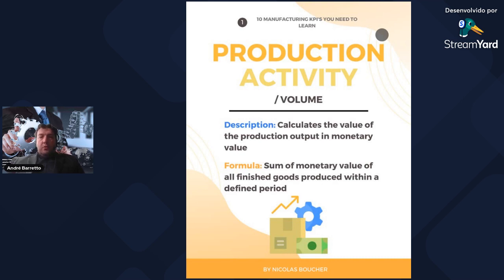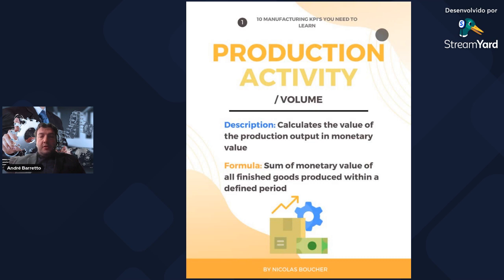Today we will talk a little about production activity, or production volume. It refers to the quantity of products or services that a company manufactures or provides within a specific period of time. This metric is often used to assess the productive activity of an organization and can be measured in different ways depending on the industry and the type of production or service.